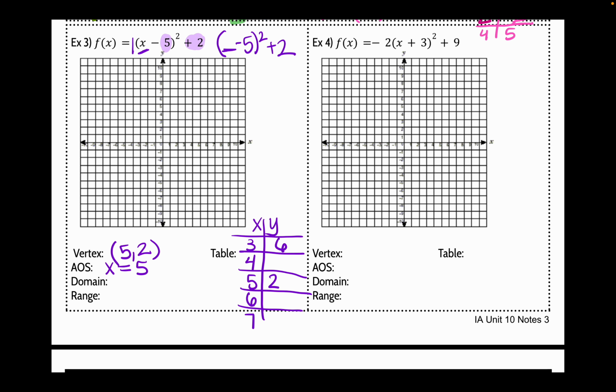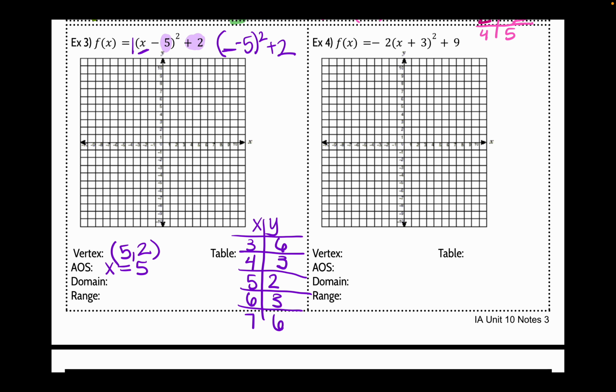So we get 6, 3, 3, 6. Now, if your numbers are not the same as the other side, like if they're not mirror images of each other, then you typed something wrong in your calculator. So you need to go back and check. So if you got 5 here, then either this one is wrong or this one is wrong. So I would just go back and check both of them to make sure you didn't make a mistake typing in. So now let's plot.